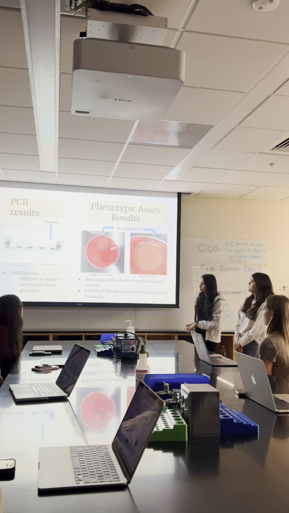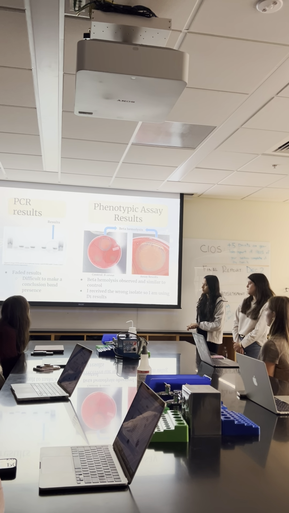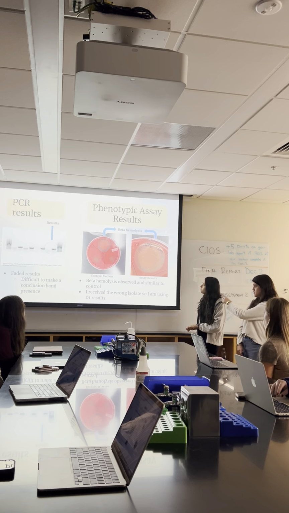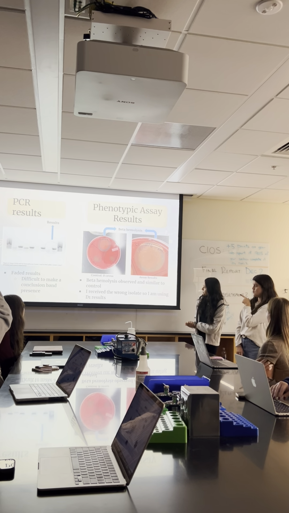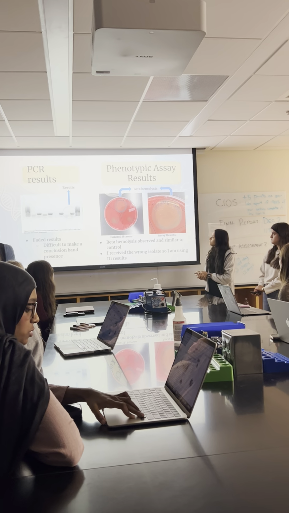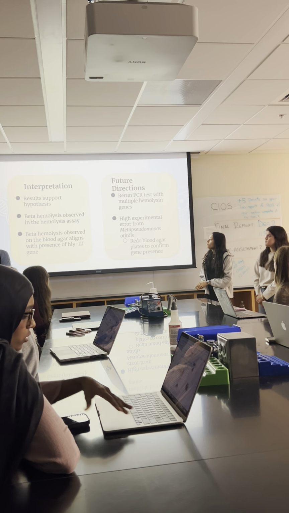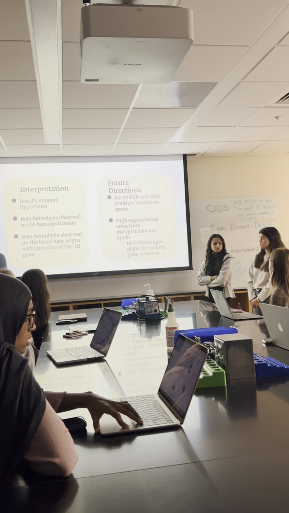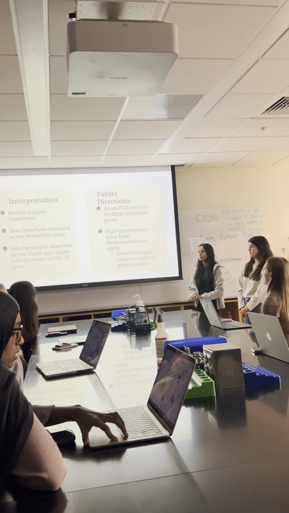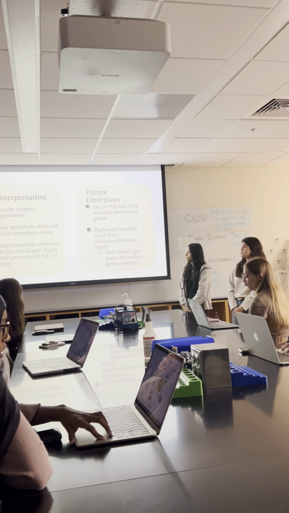But then for phenotypic assay results, beta hemolysis was observed, which is shown on the right image, compared to our control, which was B. cereus. But I received the wrong isolate during this lab, so I'm using Isha's B1 results because mine was very similar to Michael and Karen's. So my interpretation of the results is that they support my hypothesis. Beta hemolysis was observed, which aligns with the presence of the hemolysin 3 gene.